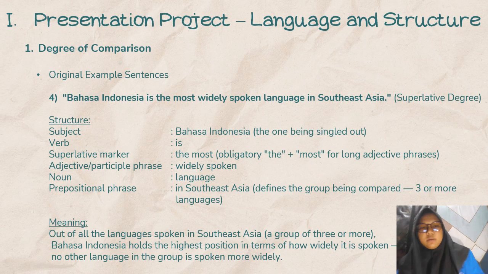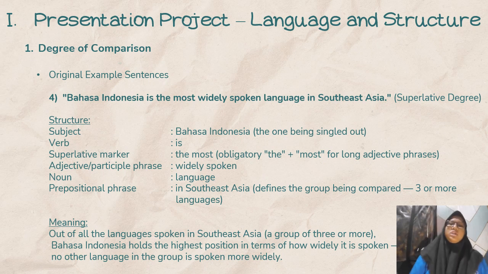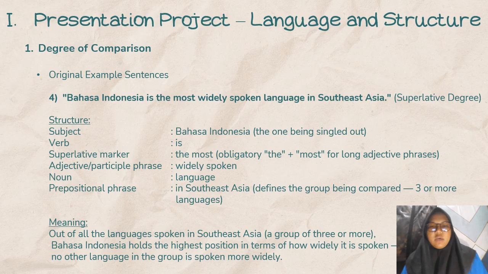For the fourth, Bahasa Indonesia is the most widely spoken language in Southeast Asia. So it's superlative degree. For the structure, the subject is Bahasa Indonesia, the one being singled out. The verb is "is", and the superlative maker they use is "the most". So obligatory "the" plus "most" for long adjective phrases. The adjective or participle phrase is "widely spoken". The noun is "language", and the prepositional phrase is "in Southeast Asia", which defines the group being compared, three or more languages.